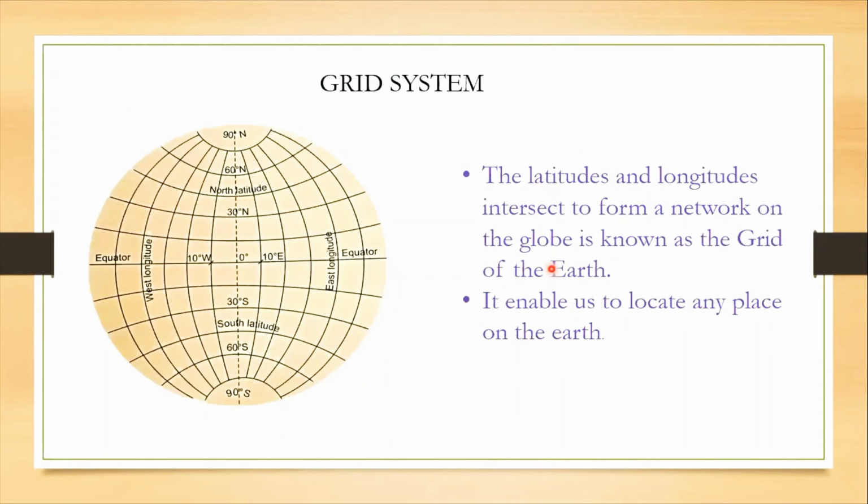Now what is a grid system? The latitude and longitude you understood very well. So these lines, latitudes and longitudes, intersect each other to form a network. You can see here the network. These lines are intersecting each other to form a network, and this network is called the grid system of the earth. This grid system helps us to locate any place on the earth. Wherever latitude and longitude intersect, these particular points are the location of certain places.